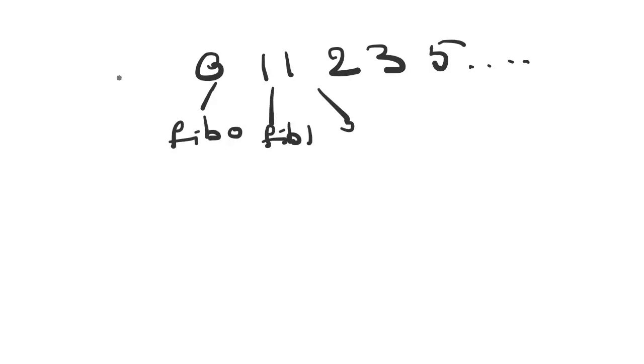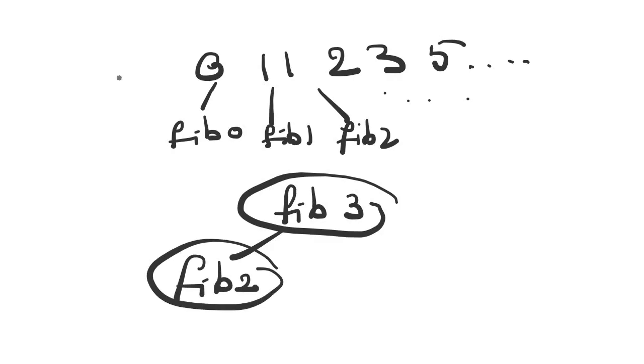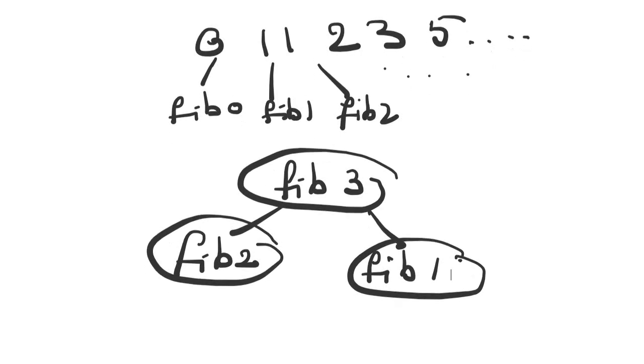Let us see one example: the Fibonacci series. We all know what the Fibonacci series is: 0, 1, 1, 2, 3, 5 and so on. Now let us consider 0 as Fib 0, then Fib 1, Fib 2 and so on. Let us say I want to find the value of Fib 3. How can I find it? I add the previous two values, that is Fib 2 and Fib 1. So how can I get Fib 2? By adding the previous values, that is 1 and 0.